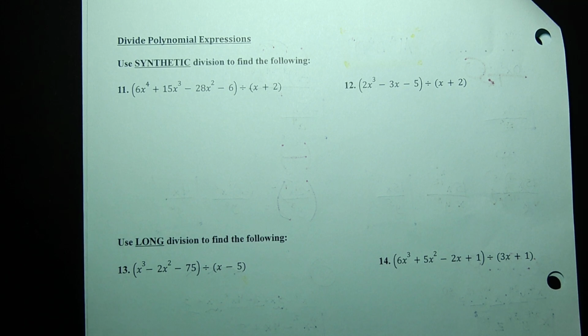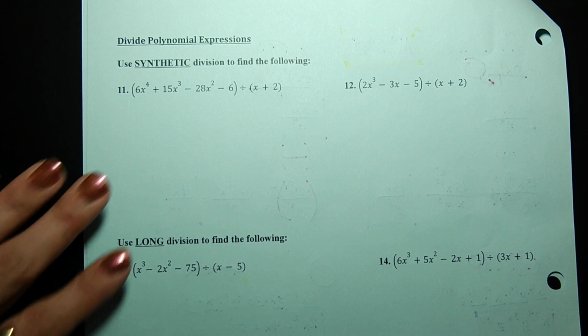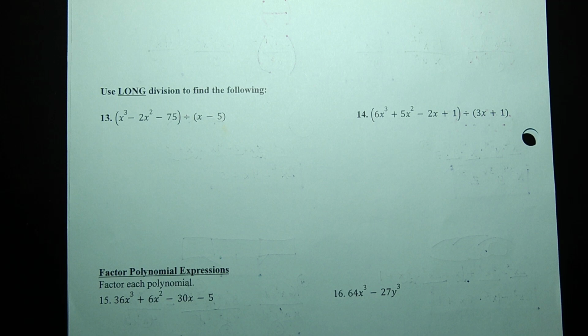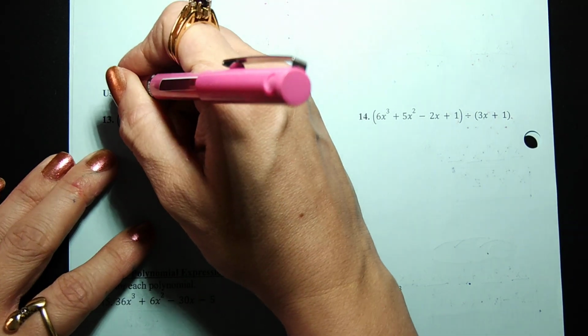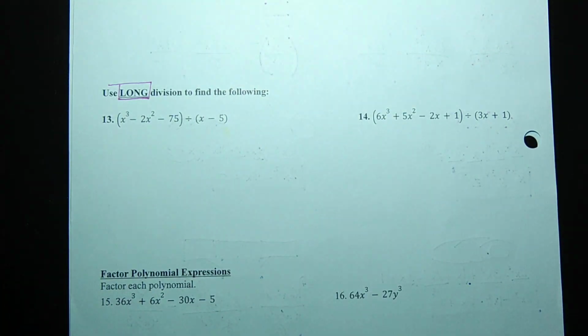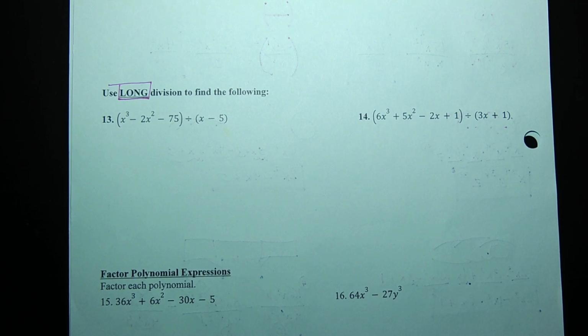On page 2 in the blue guided practice, the first two problems say use synthetic division. We don't know how to do that yet, so we're going to skip those for right now. 13 and 14, we are going to use long division. We need to first check for power placeholders, though.